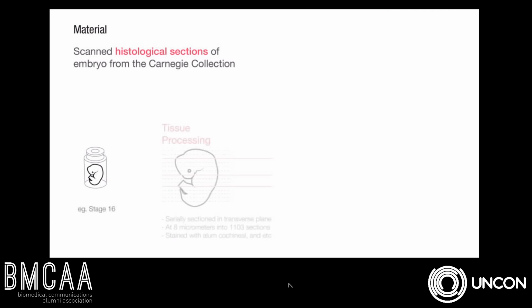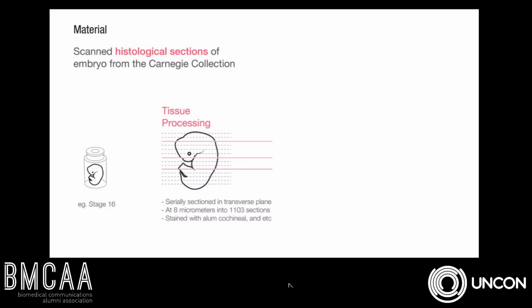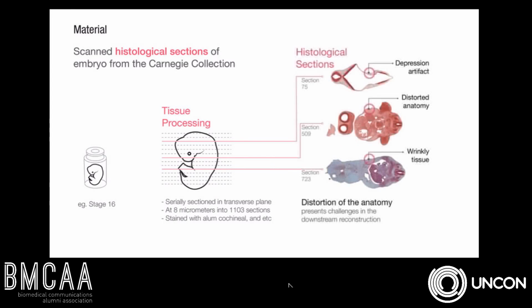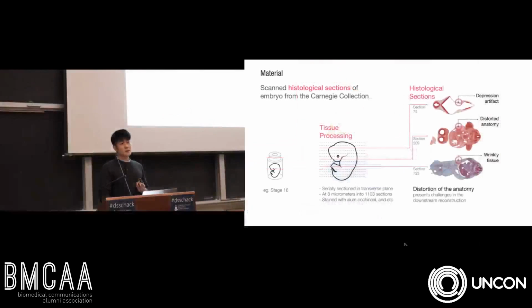So this project uses histological sections of the Carnegie embryo. For example, a stage 16 specimen was serially sectioned in the transverse plane at 8 micrometers into 1,100 sections. And these are some examples of histological sections. As you see, they are stained with different chemicals. In fact, in many cases, these histological sections were processed with different chemicals at different times. On top of that, since the specimens are pretty old and fragile, there is lots of distortion of anatomy, like depression artifacts or wrinkly tissue structures.